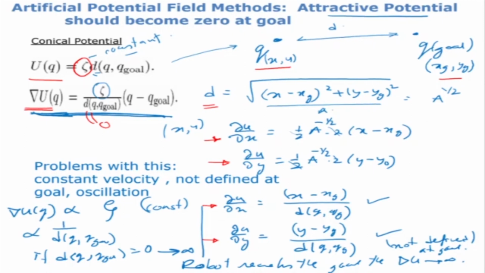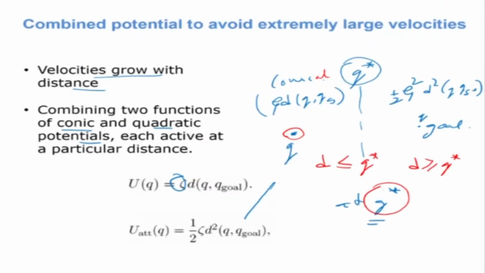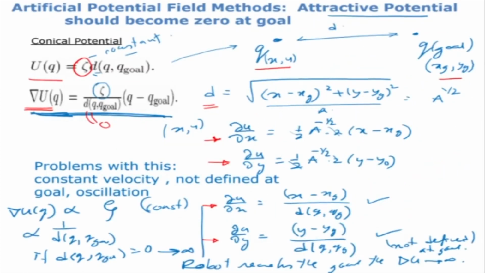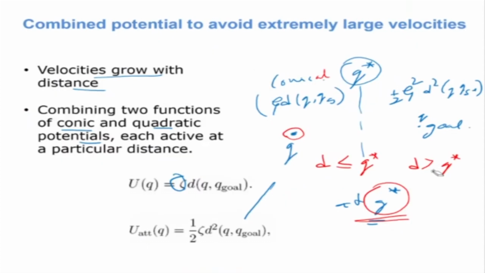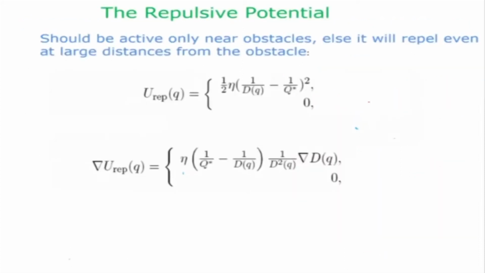Now, so this is the conical potential and the quadratic potential functions that are used depending on where d is. D is less than q star, or d is greater than or equal to q star. Okay, so that is basically what we call the effective distance. So much for the attractive potential.